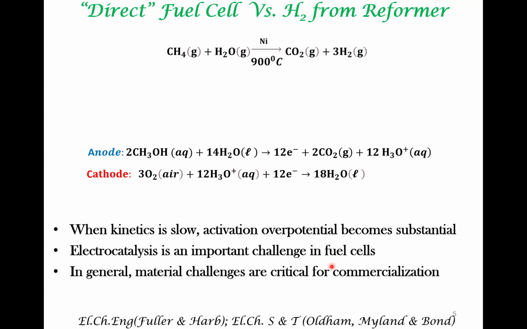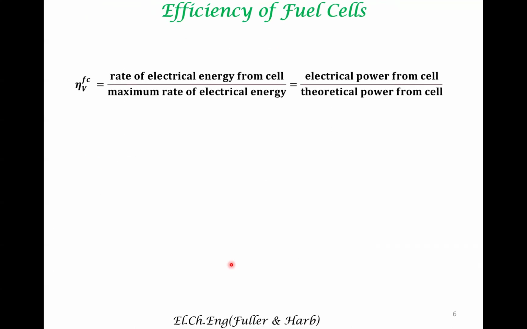Another important challenge is membranes. These membranes sometimes are a monopoly of certain companies. For example, in the proton exchange fuel cell, the best membrane, the Nafion membrane, is again expensive. Both the membrane and the electrocatalysts are great impediments for commercializing fuel cells.